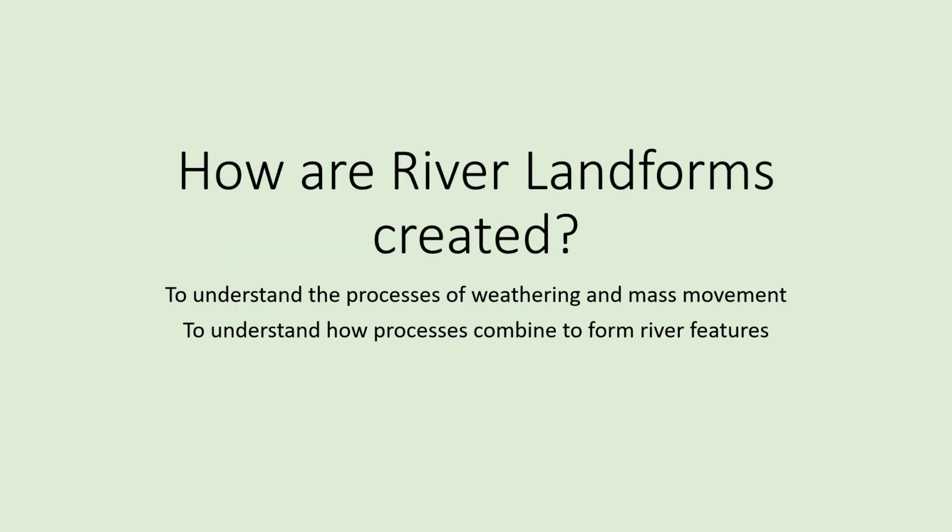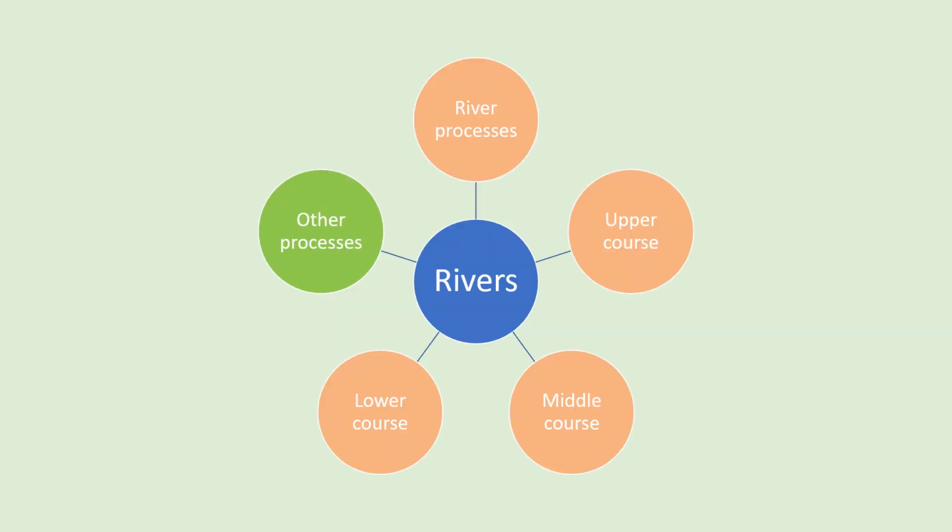So it's about weathering and mass movement. So let's have a look, first of all, at where this fits into the course so far. So we've sort of done it in this sort of thing. We start off with river processes, things like erosion, transportation, deposition, siltation, abrasion, all of those sort of things. Then we started looking at the upper course and we started looking at things like waterfalls and V-shaped valleys. We've more recently looked at the middle course and meanders.